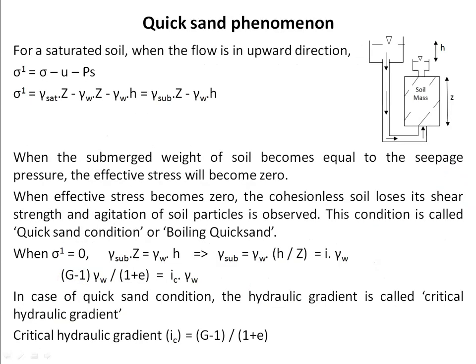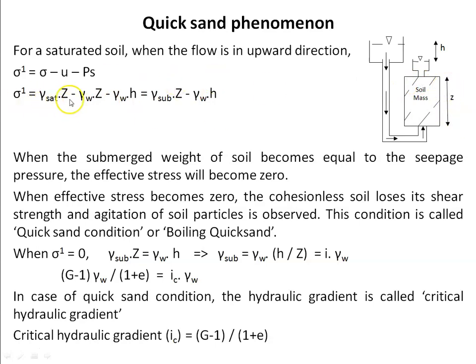Quicksand phenomenon. For a saturated soil of thickness Z, when the flow is in the upward direction, then we can write effective stress equal to total stress minus pore water pressure minus seepage pressure. When the flow is upwards, we should take negative sign. Then in this case, what is the total stress? Total weight of soil multiplied by depth of soil. Total weight of soil, we should take saturated unit weight multiplied by thickness of soil.